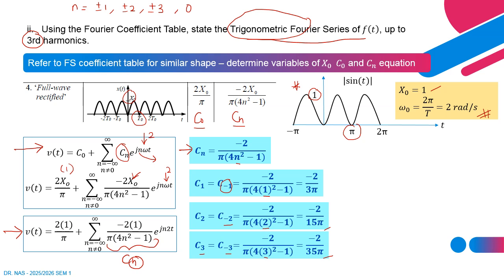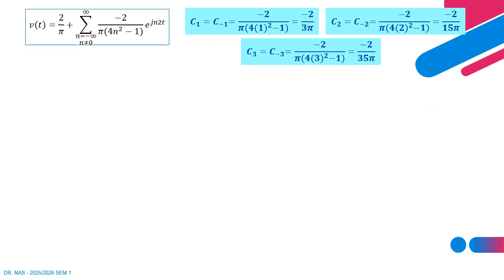Once you have the Cn values, you need to replace your Cn into the general equation and vary the n as well. This is from the earlier derivation. You have all your Cn values. Now you need to replace all Cn values and also derive this exponential function by varying the n as well.